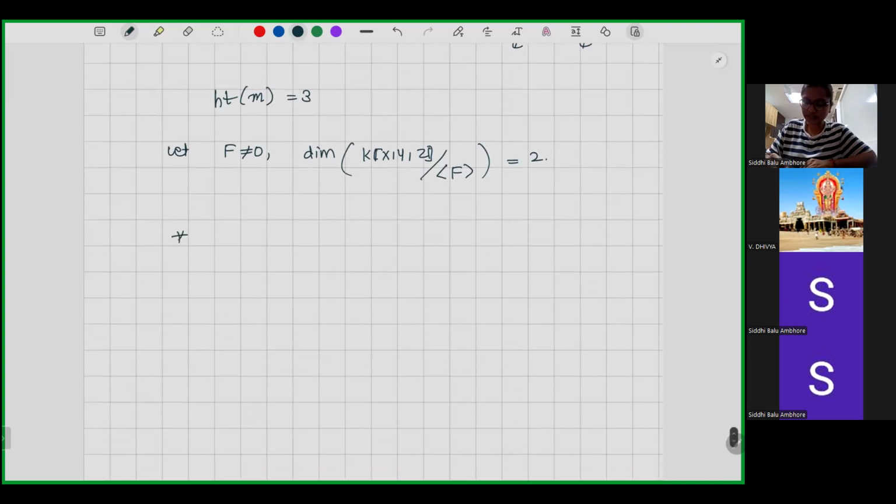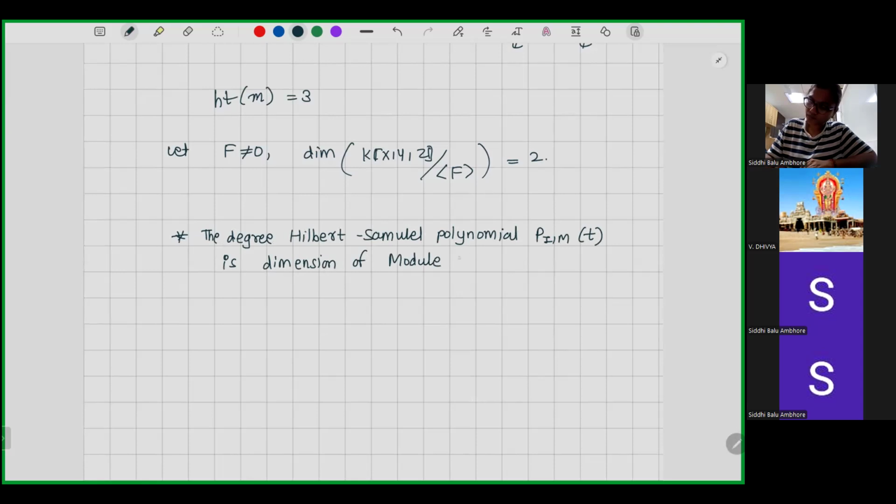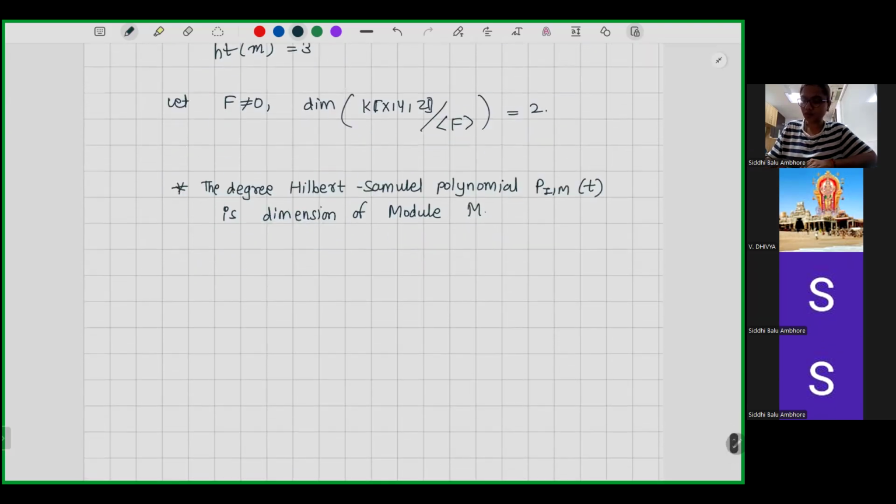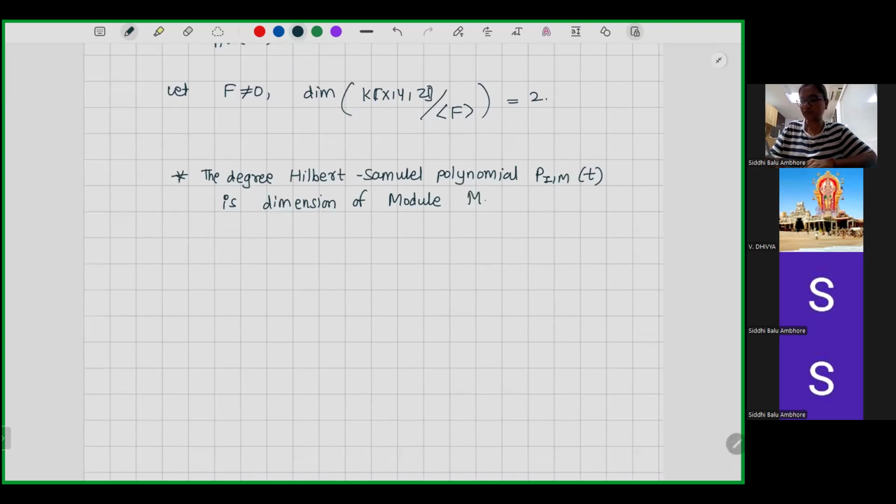Okay, so we have this result that the degree of the Hilbert-Samuel polynomial P_M(t) is the dimension of the module M. So if I want to find the dimension of this module M, the degree of P_M(t), and this is my M here, then it will be equal to the dimension of this k[x, y, z] quotiented by f, which is 2.